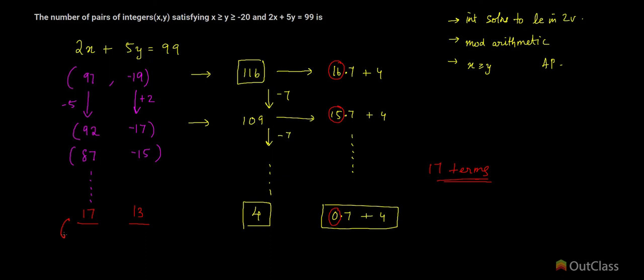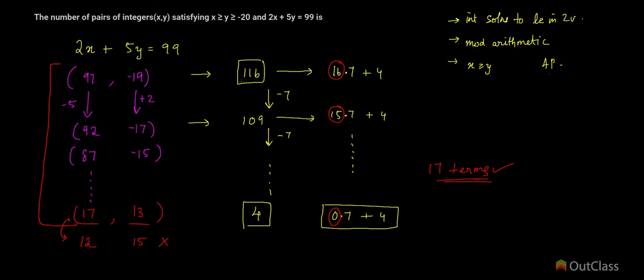If you try to take the next one, you will get 12, 15, which does not work. So your solutions are between 97 comma minus 19 all the way down till 17 comma 13, and the number of solutions is 17 terms. You don't want to list all of them. You want to find a pattern where you can apply an AP formula for the number of terms in an AP.